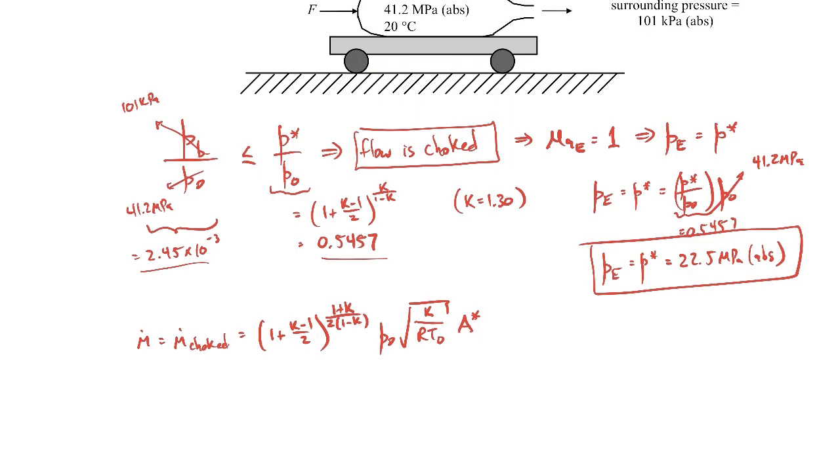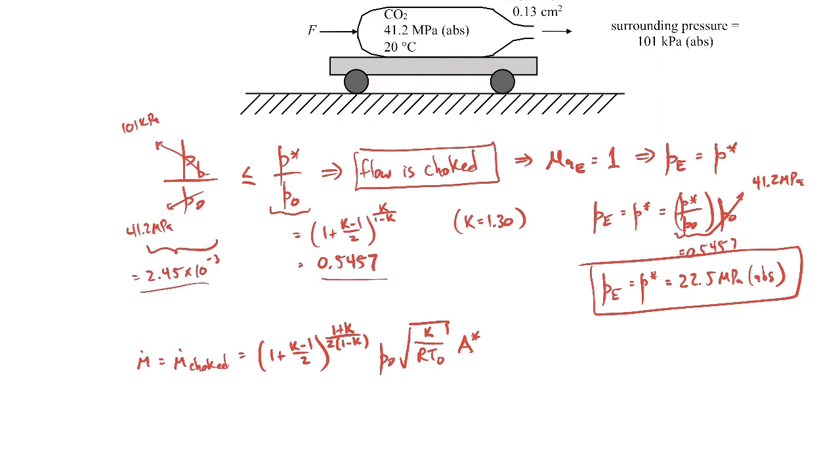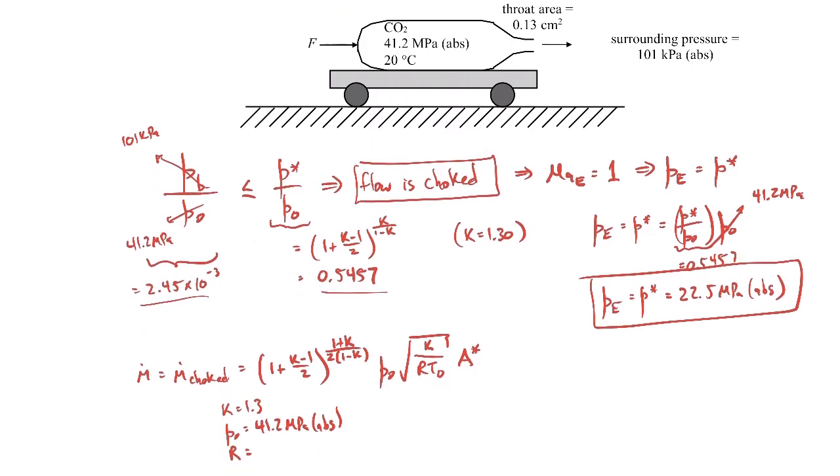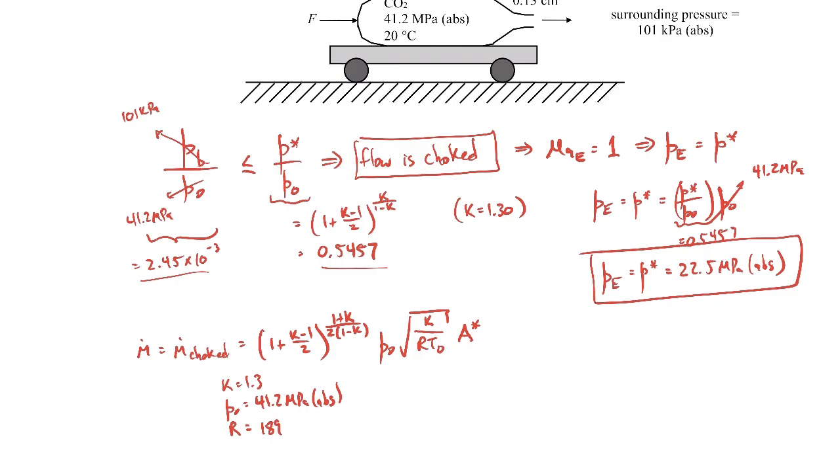And we know all of the quantities here. We know K is 1.3. We have to make sure we're doing this for carbon dioxide. P naught was the 41.2 megapascals. It's an absolute pressure. R, we were given in the problem statement right up here that it's 189 joules per kilogram Kelvin. The T naught we're given, it's 20 degrees, but remember we have to convert that over to an absolute temperature. So T naught will be 20 degrees plus 273. So it'll be 293 Kelvin.